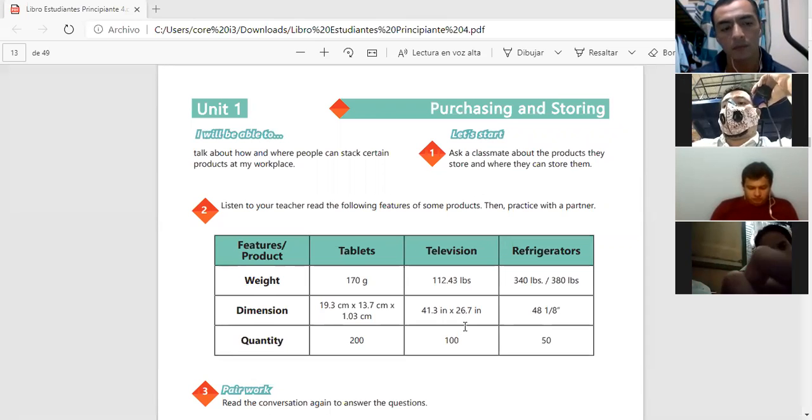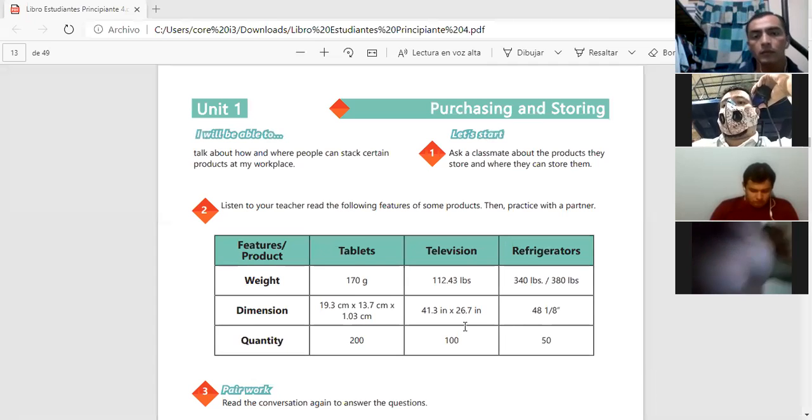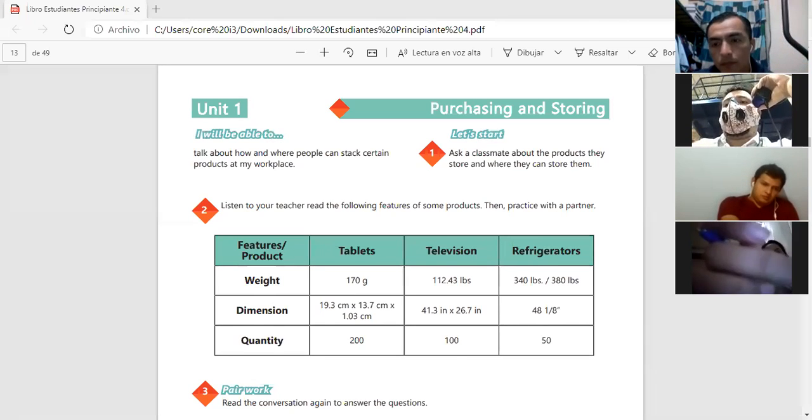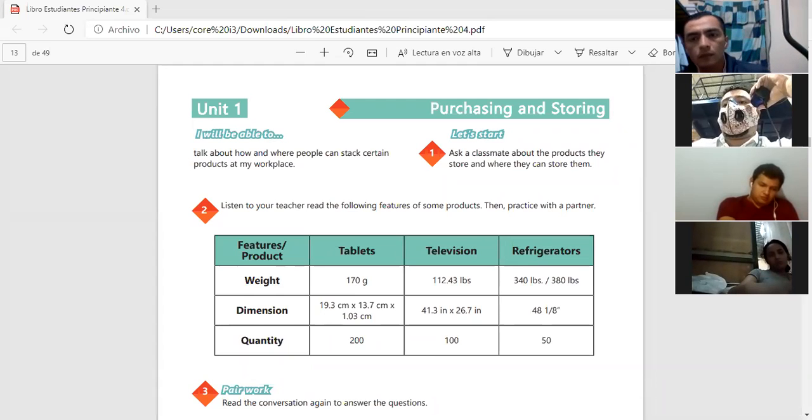What is damaged? Daño, adjective, dañado. Exactly. It can also be cracked. If the object is cracked, that means rajado. Or it can be broken. Yes, broken, quebrado. So scratched, rayado; damaged, dañado; broken, quebrado; and cracked, rajado.